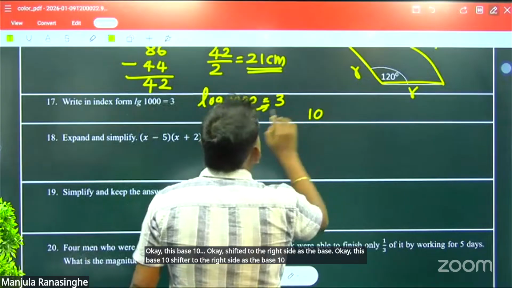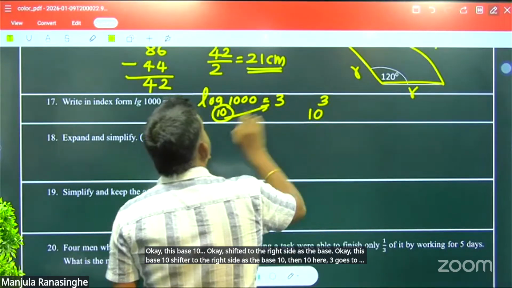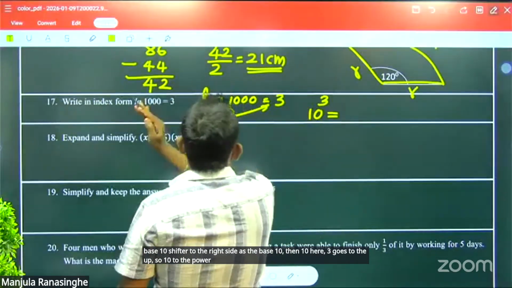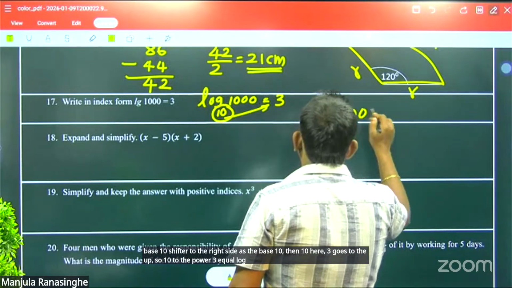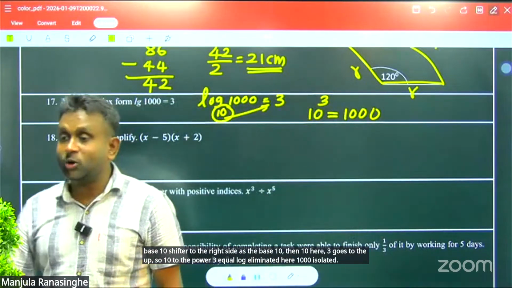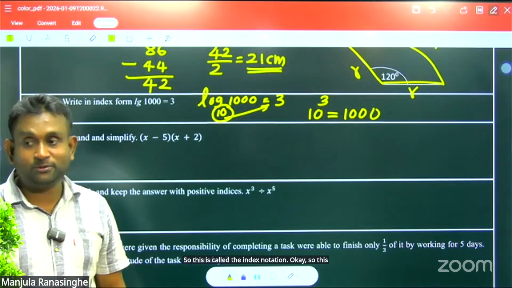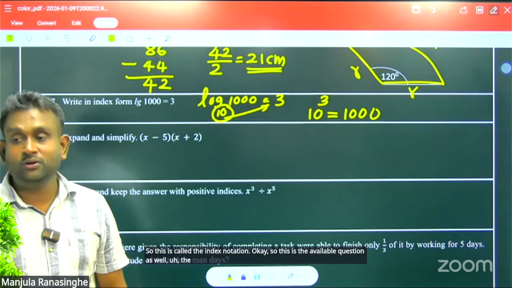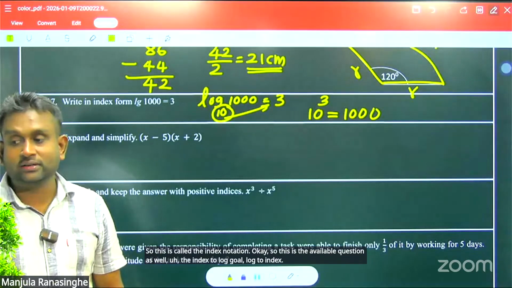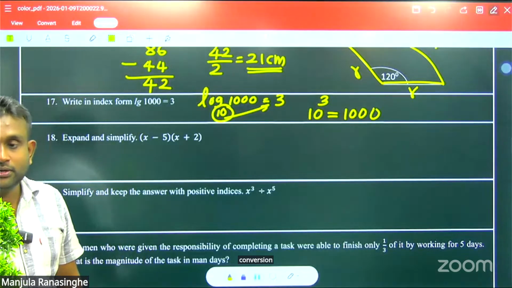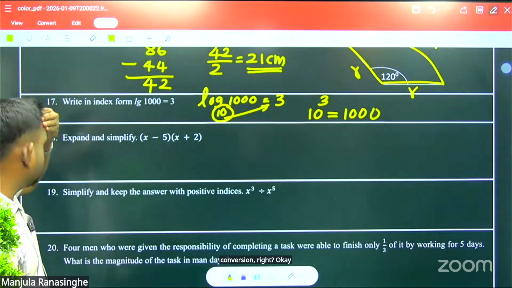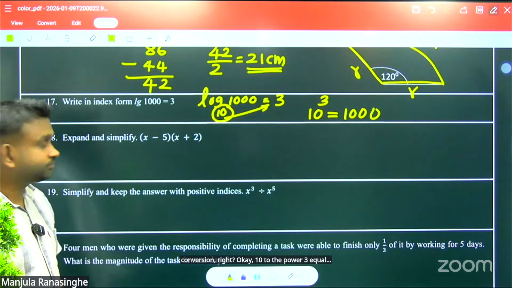Then 10 here, and 3 goes up. So 10 to the power 3 equals 1000, log eliminated and 1000 isolated. So this is called the index notation. Okay, so this is an O-level question as well. The index to log, log to index conversion, right? Okay, 10 to the power 3 equals 1000.